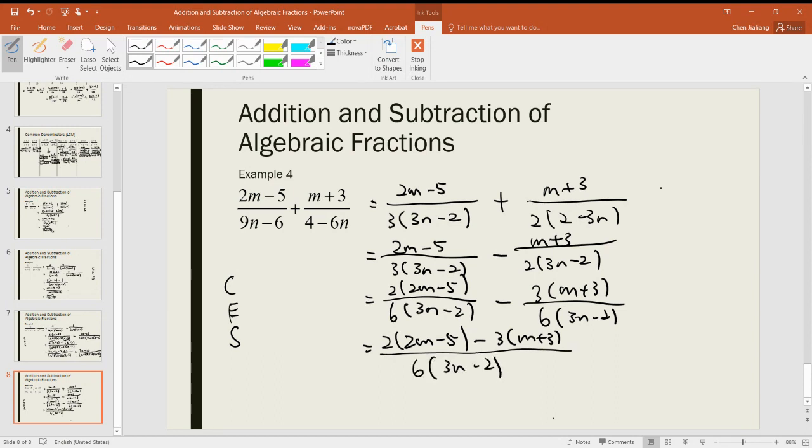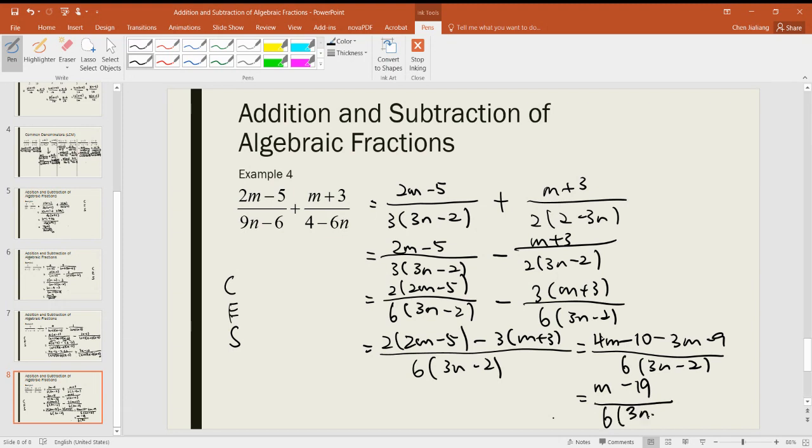Now we will expand it. And finally, we'll simplify it. For m minus 3m, we get m. Minus 10 minus 9, we get minus 19. And this will be our final answer.